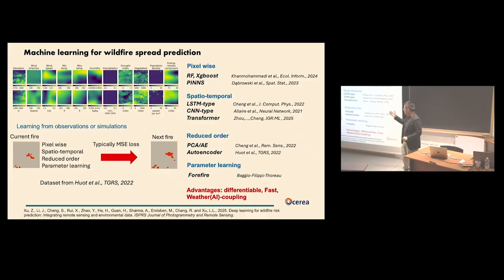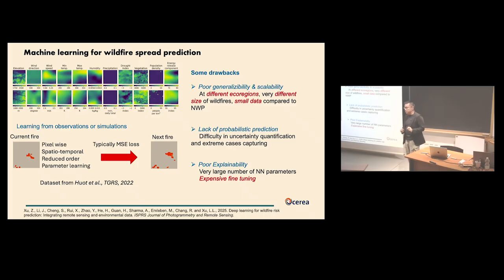We have seen pixel-wise spatial-temporal models, like LSTM and reduced order models, etc. Of course, I take the advantage to promote some of my previous work, but there are so many in the domain, and a lot of them are very good. Of course, here with neural networks, you know these are auto-differentiable, and they're quite fast in inference, and you can easily couple them with large weather AI models. But there still might be some drawbacks that need attention.